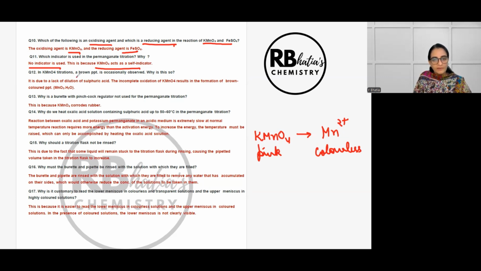In KMnO4 titrations, the brown ppt is occasionally observed. Why is this so? I told you earlier also, if you miss adding dilute sulfuric acid or if dilute sulfuric acid is not enough, then there will be formation of MnO2, because KMnO4 in neutral medium changes to MnO2, which is brown in color. So this is the reason for this brown ppt.